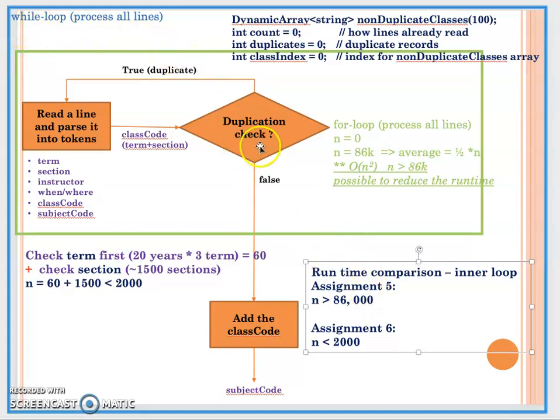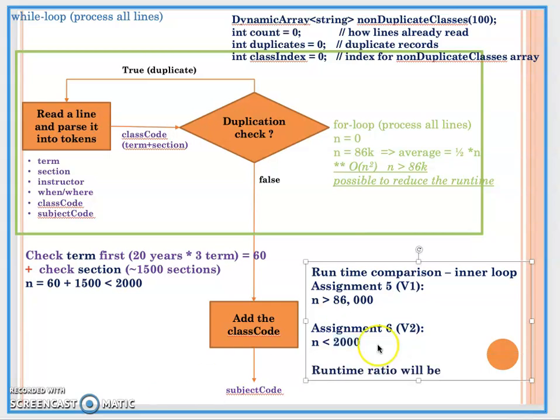Now we change the algorithm, the duplicate check in the inner loop. In the inner loop in your V1, your N is greater than 86,000. But in your V2, your N is less than 2,000. So on the other hand, we get rid of the 0, 0, the 3, 0. So that's about a 43 to 1 ratio. So the runtime ratio will be 43 to 1.